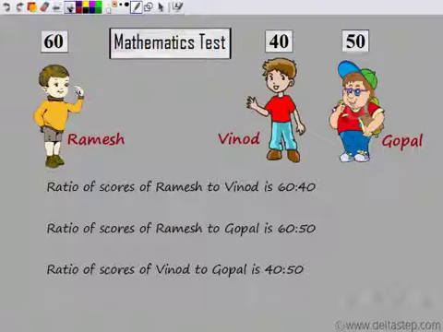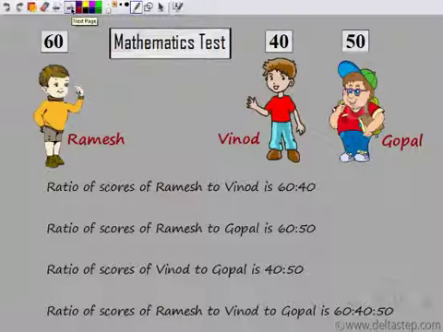So far we have used ratio to compare 2 quantities of the same kind, that is the scores of Ramesh and Vinod, or Ramesh and Gopal, or Vinod and Gopal. Now we'll see how we can use ratio to compare all 3 quantities, that is the scores of all 3. I can simply write it as 60:40:50. That is the score of Ramesh to Vinod to Gopal.